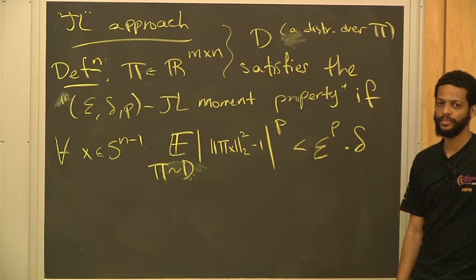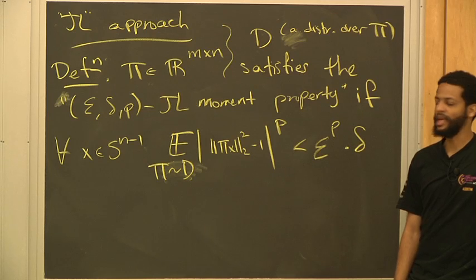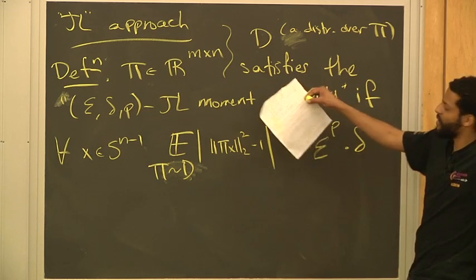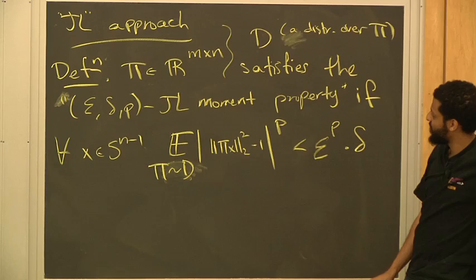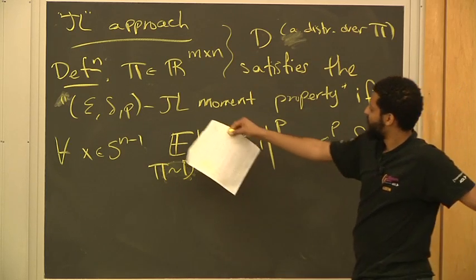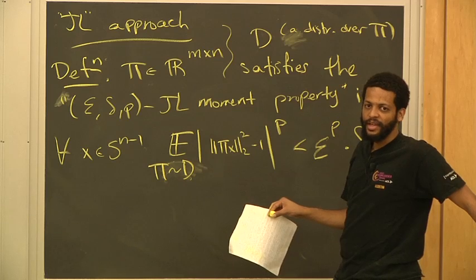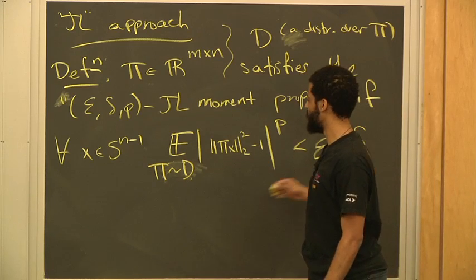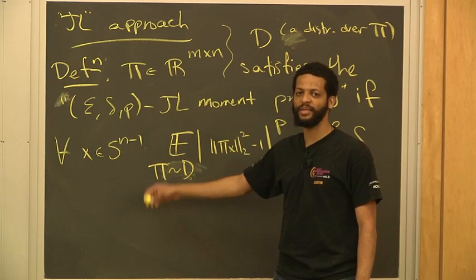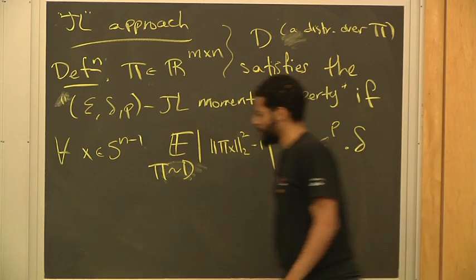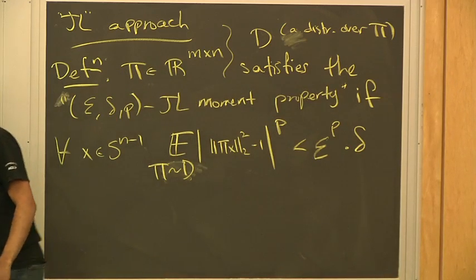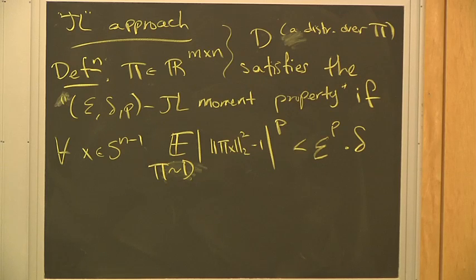What do you mean by a distribution over pi? You mean pi is a normal distribution? Yeah, so there's a distribution over m by n matrices, and that distribution satisfies this JL moment property if this expectation is small, where the expectation is taken over a random pi drawn from that distribution.